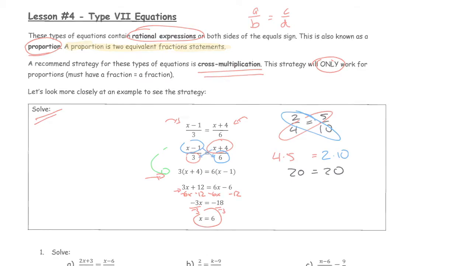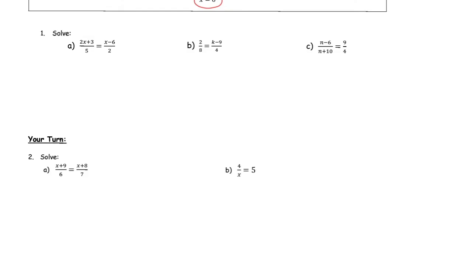Now let's take a look at some problems. Okay, so here we go. For this problem right here, again, we've got fraction equal to fraction, so we're going to cross multiply. It will be the denominator of the right side multiplied by the numerator of the left, and that will equal the denominator of the left multiplied by the numerator of the right. Again, we can do that because these are equivalent fractions. Then I'll distribute the 2 on the left, so that becomes 4x plus 6 is equal to 5x minus 30.